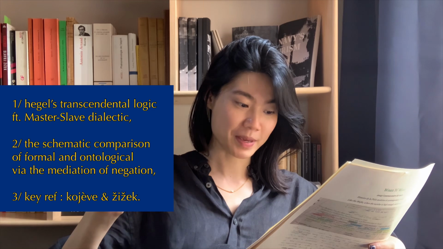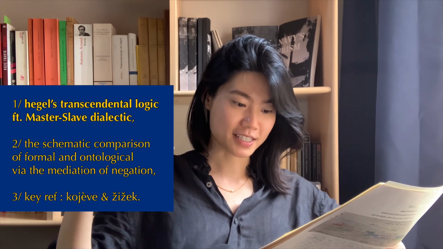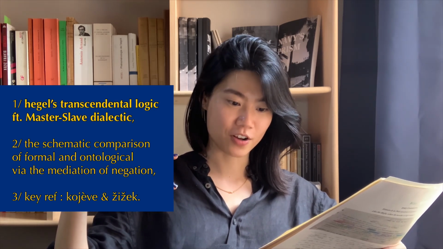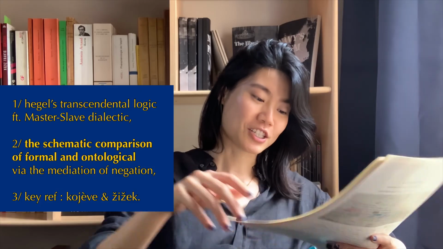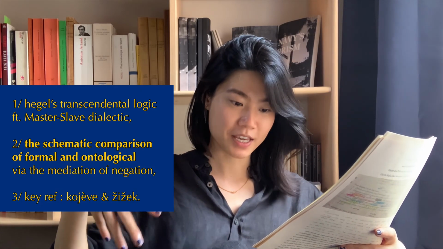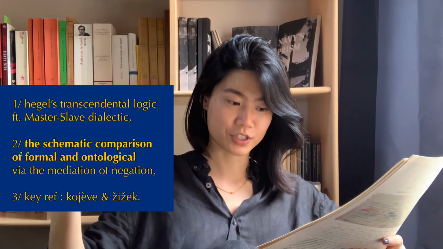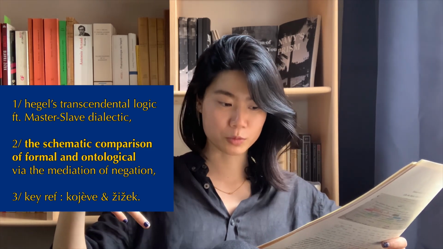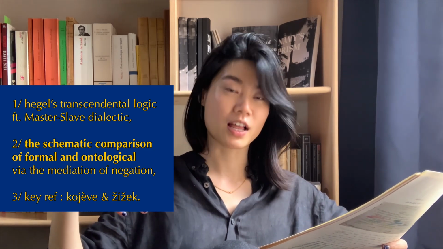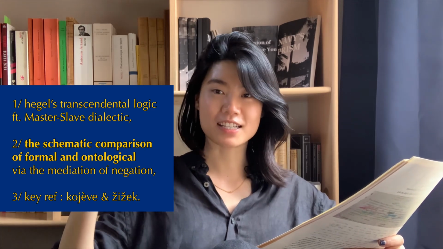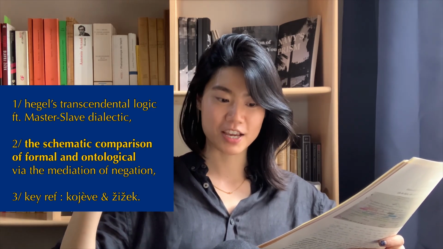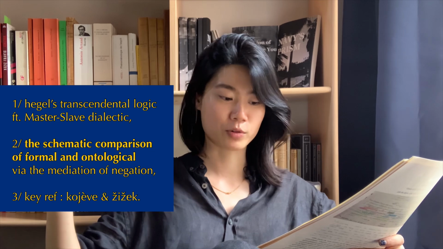This video will basically explain Hegel's transcendental logic with an illustration of the master and slave dialectic. I was extremely ambitious. It paid off. It's a schematic comparison or application of the two processes. First, the dialectical process, which is formal. The second, which is the process of life, which is ontological, and how I tied them together from the mediation that is negation or Aufhebung.